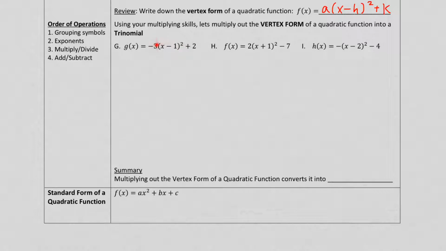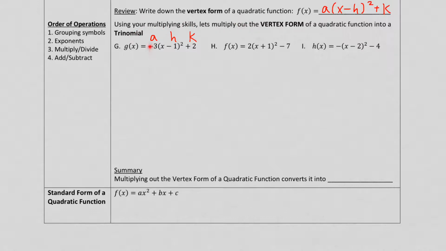So for example, if I look at this function g of x, here I can identify the a value, and you guys are already good at this: a equals -3, h will be +1, and k is +2. So we're good at doing this already from before. But the goal today is different. The goal today is to multiply things out to make it into a trinomial or a different form.